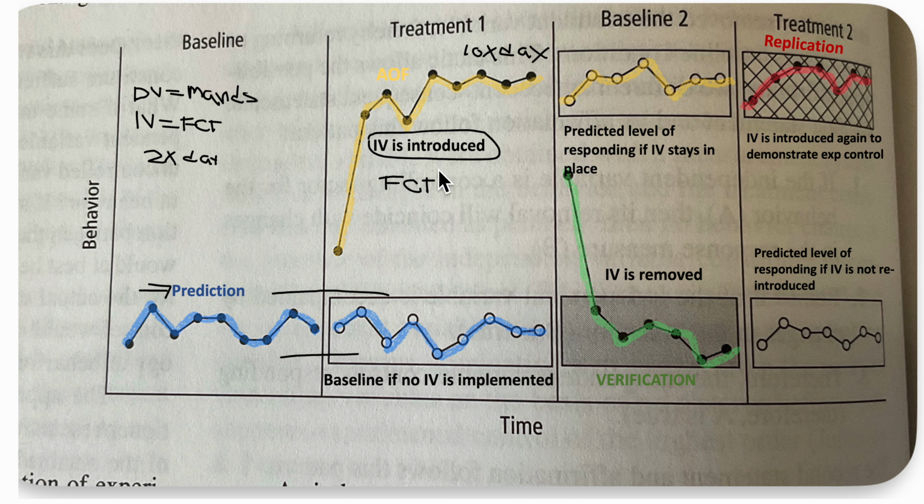And so we just proved that FCT was effective, right? But we all know that we need more than one condition of treatment in order to demonstrate the experimental control, right? So this is where we go and we say, hey, okay, I know you proved to me that using FCT, my child started manding 10 times per day. But I would need to see you do it again, or, what if we stop doing it to see if he'll go back to baseline? That's what's called verification. See?